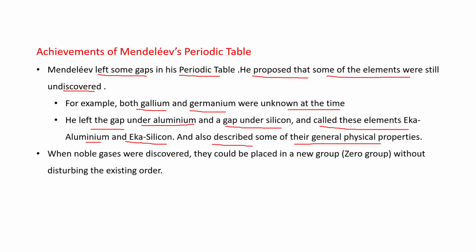Another achievement: at Mendeleev's time, noble gases were not discovered. But when noble gases were discovered, they could be placed in a new group, that is the zero group, without disturbing the existing order.